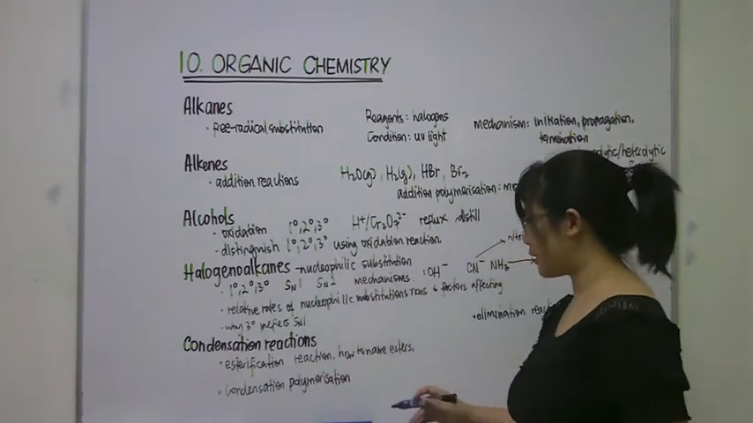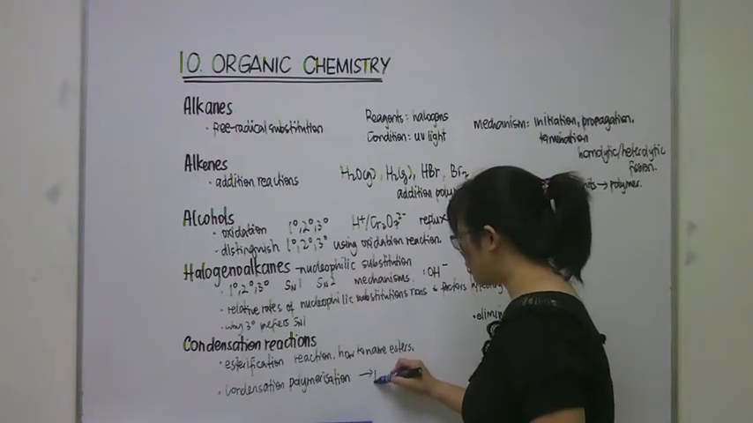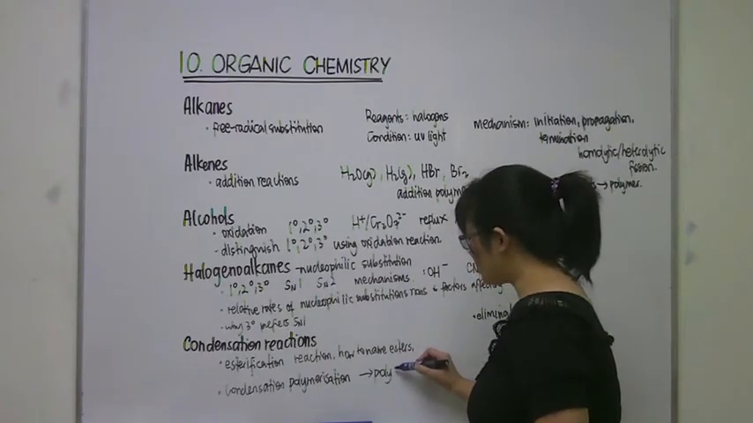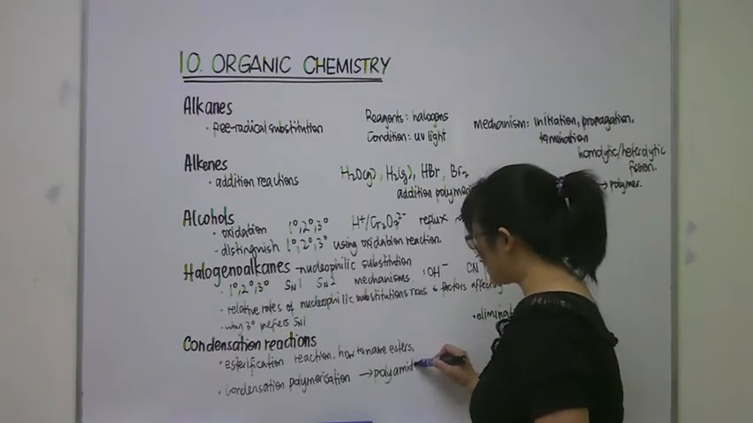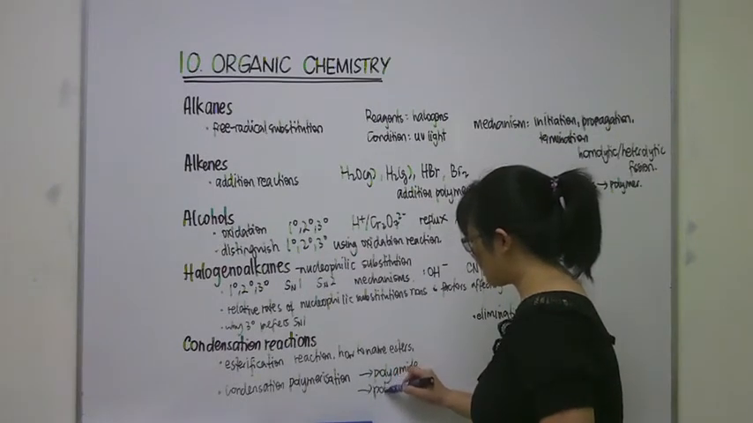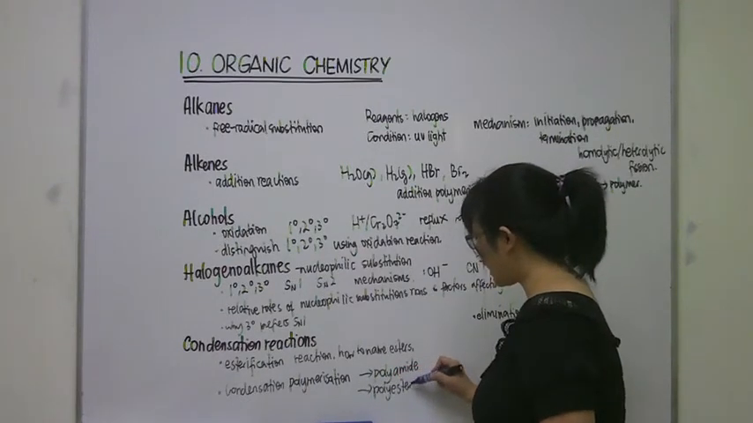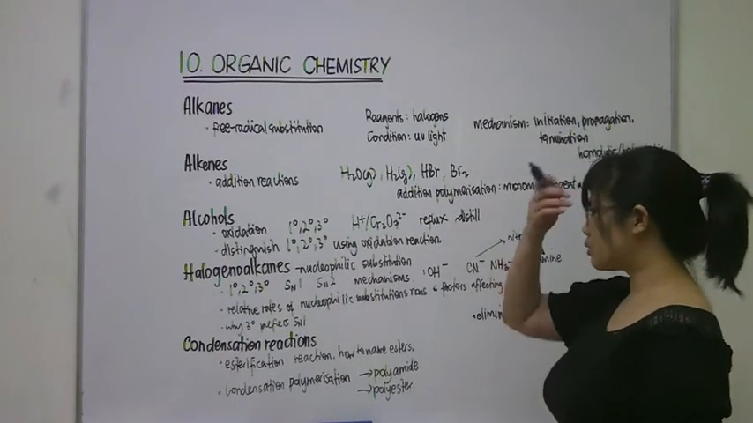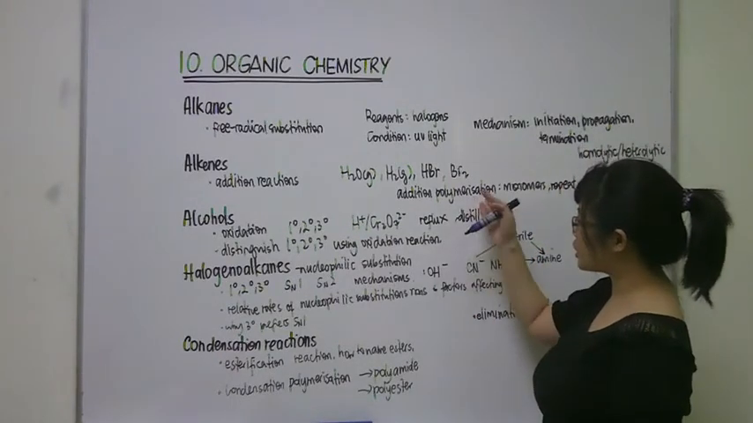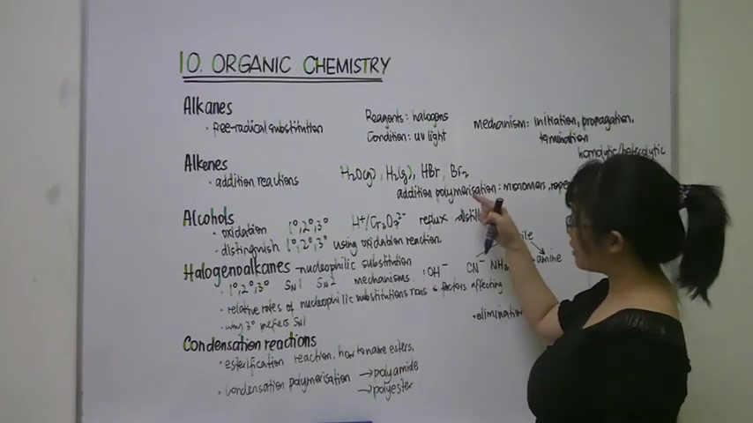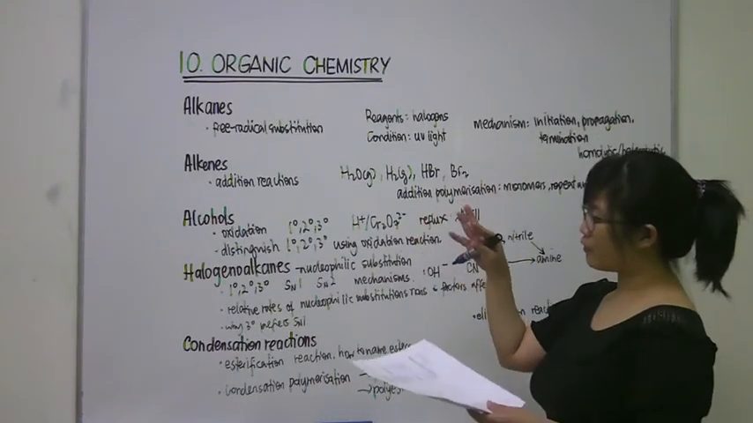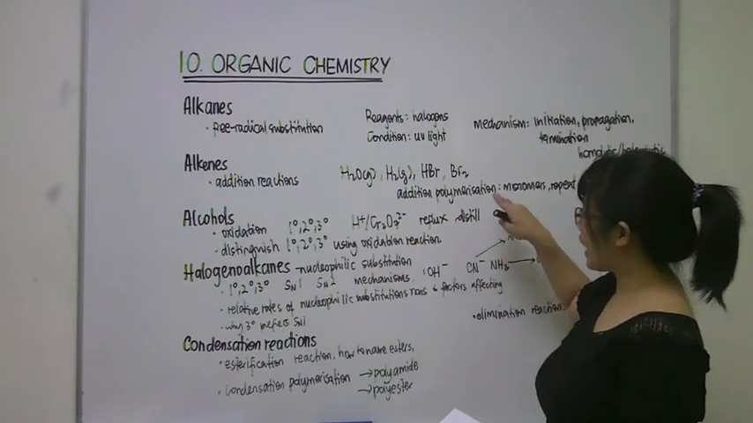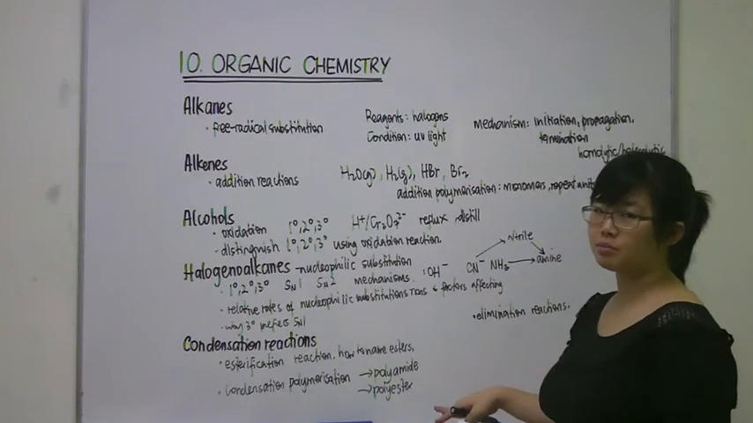So in condensation polymerization specifically, you need to talk about two types of condensation polymers, polyamide and polyester, and how you can form these. Okay, so you also need to make reference to addition polymerization and what the characteristics of your monomers are that allow for addition polymerization or condensation polymerization.